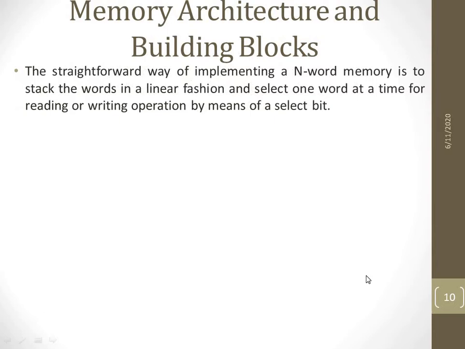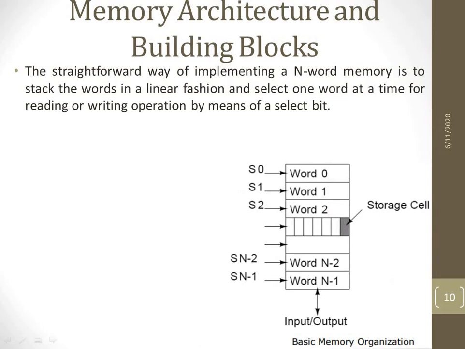The straightforward way of implementing an n-word memory is to stack the words in a linear fashion and select one word at a time for a reading or writing operation by means of a select bit. You can see here the word size is n. So the memory storage cells are again n, which is S0 to Sn minus 1, and the word size is also n.